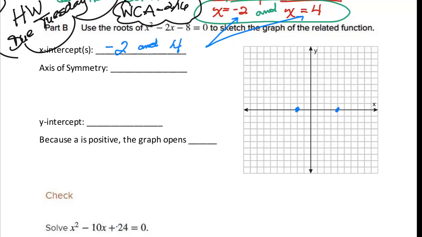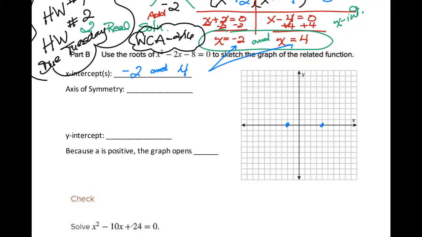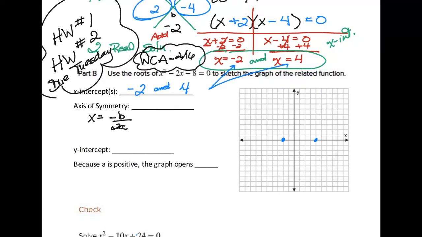Okay? The axis of symmetry. Now, there's a couple ways you can do this. We know what that formula is, don't we? Do we remember what that formula is? Axis of symmetry. It is x equals opposite of b divided by 2a. X equals opposite of b divided by 2a.